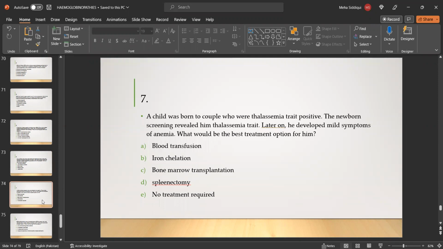MCQ number 7. A child was born to a couple who were thalassemia trait positive. The newborn screening revealed him thalassemia trait. Later on, developed mild symptoms of anemia. What would be the best treatment option for him? Blood transfusion, iron chelation, bone marrow transplantation, splenectomy, no treatment required.